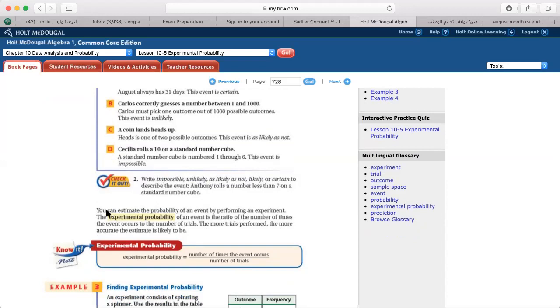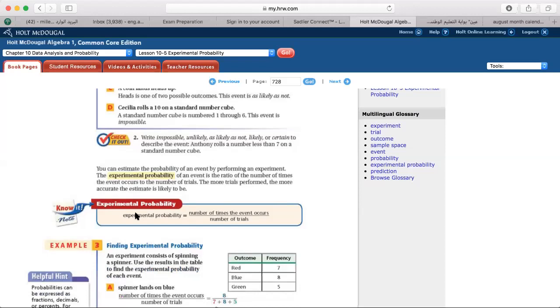Okay. So you can estimate the probability of an event by performing an experiment. The experimental probability of an event is the ratio of the number of times the event occurs to the number of trials. The more trials performed, the more accurate the estimate is likely to be.